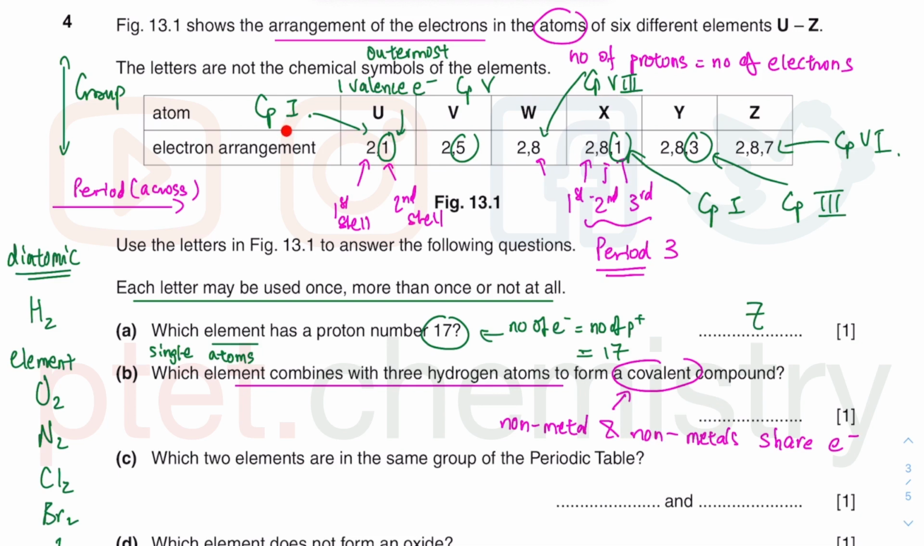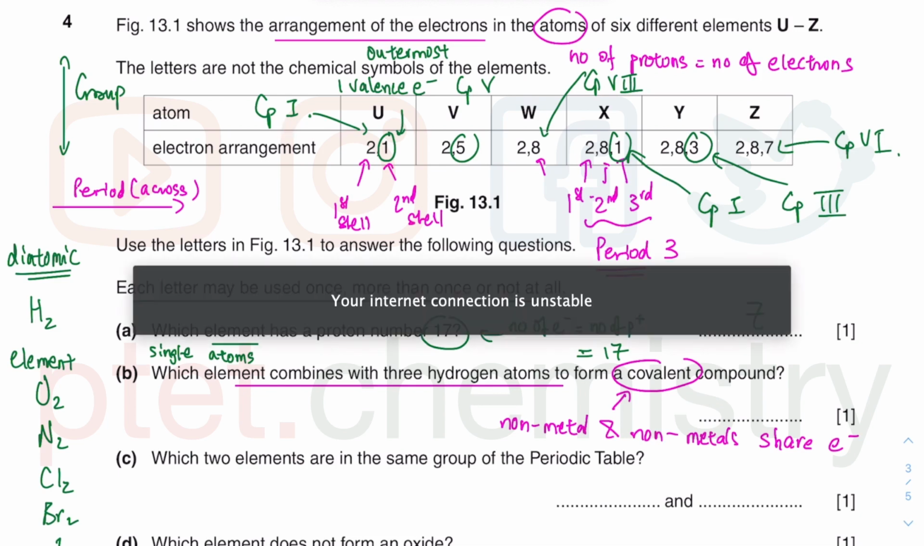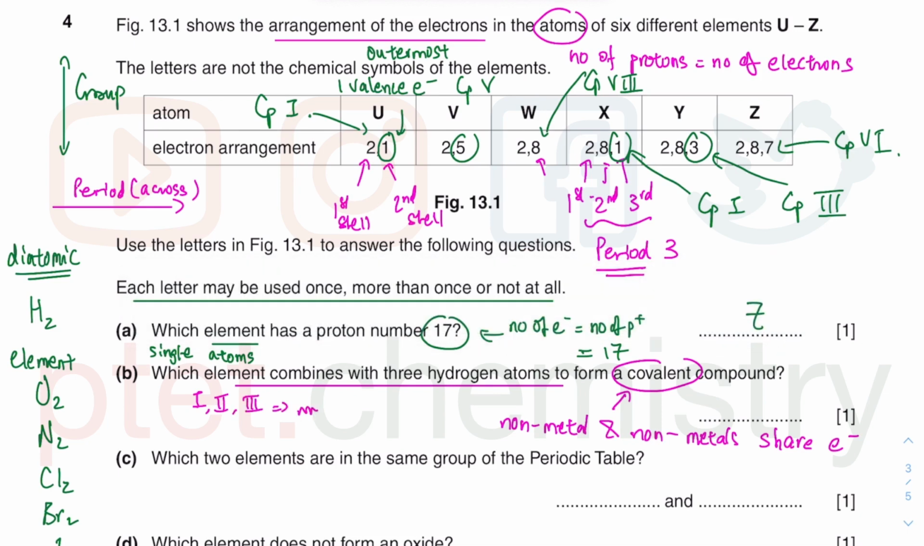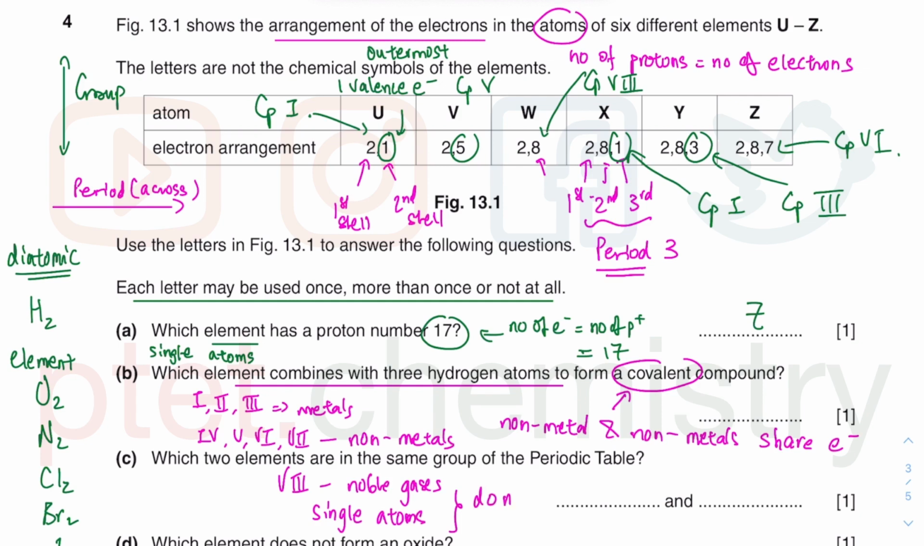So these are group 1. Groups 1, 2, and 3 are what you call metals. And then we know that groups 4, 5, 6, 7, they are non-metals, including group 8 also. But group 8 are noble gases. They are non-metals. They are single atoms only, because they don't form any bond at all. Not ionic, not covalent. Okay, I'll go straight to the next one first.